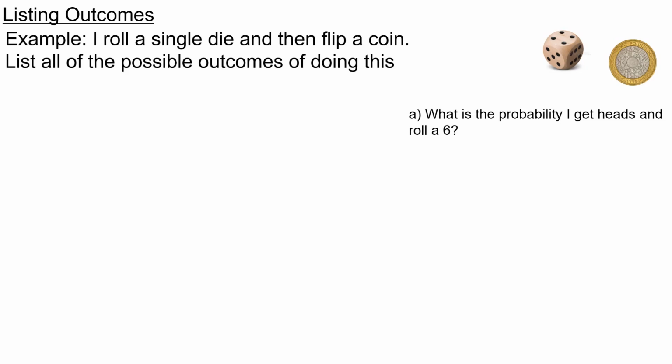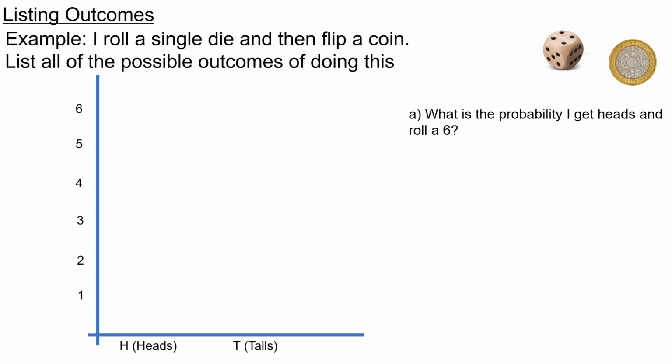Sample spaces are a way of listing outcomes. Here's an example. I roll a single die and then flip a coin. List all of the possible outcomes of doing this. We could use a sample space diagram to do this.